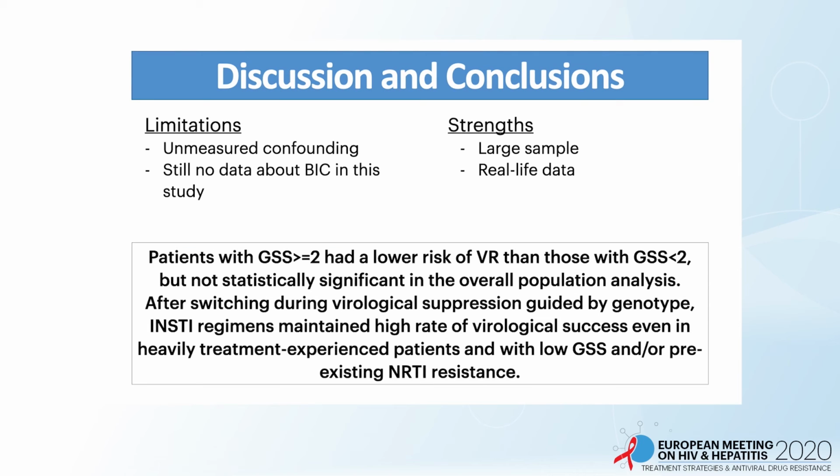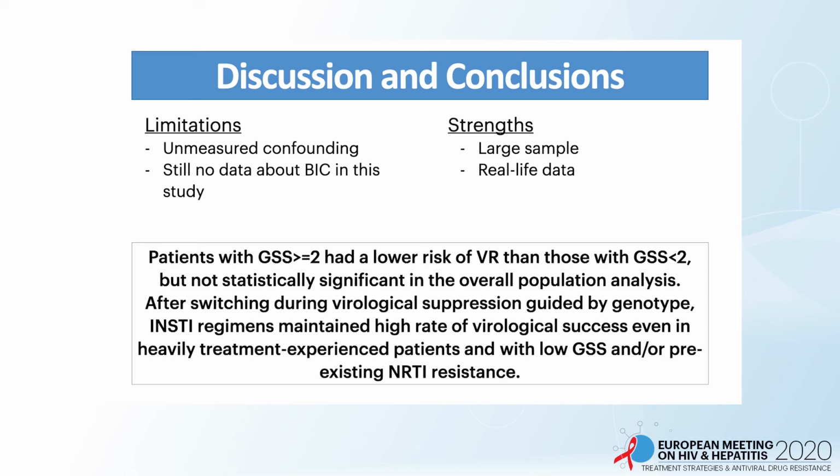So this study presents some limitations due to the unmeasured confounding and due to the fact that we still did not collect any data about bictegravir in this study, but also some strengths due to the large sample size and the real-life data. So to conclude, patients with GSS equal or more than 2 had a lower risk of viral rebound than those with GSS below 2, but not statistically significant in the overall population analysis.